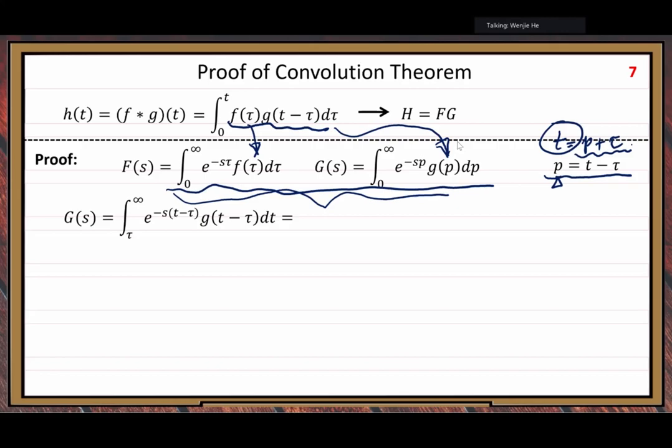From the first g integral form, p equals 0. When p equals 0, t equals tau. So then we need to change: here, the dummy variable becomes t, but t starts at tau.